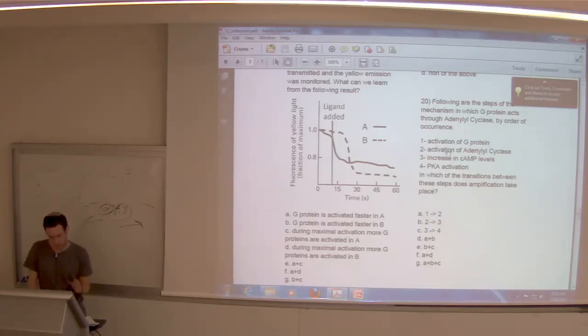Activation of adenylyl cyclase. Does adenylyl cyclase produce a single cyclic AMP molecule or a couple? Plenty of cyclic AMP molecules. So we have amplification in this one also. But 3 to 4, increased cyclic AMP levels: cyclic AMP binds to the PKA activation binding site, and it has to remain linked to it throughout the PKA's activation period. So you have no amplification from 3 to 4. So it's only A and B, which is D.